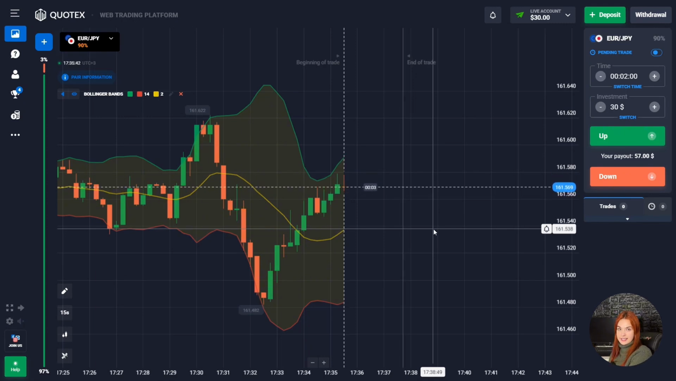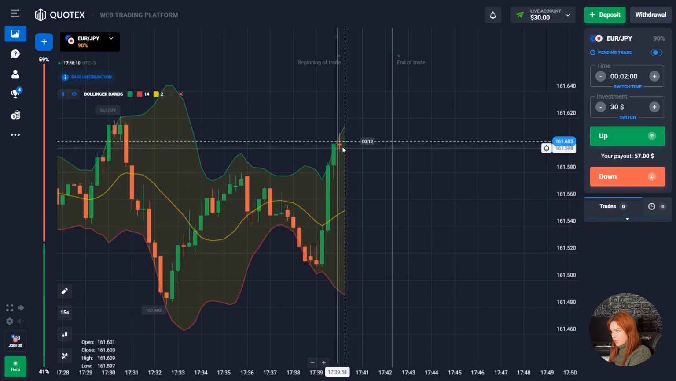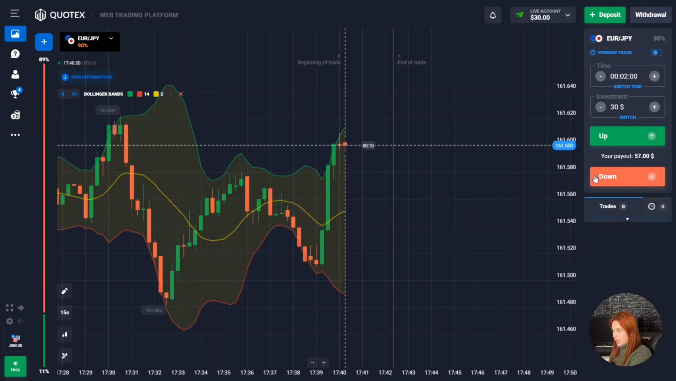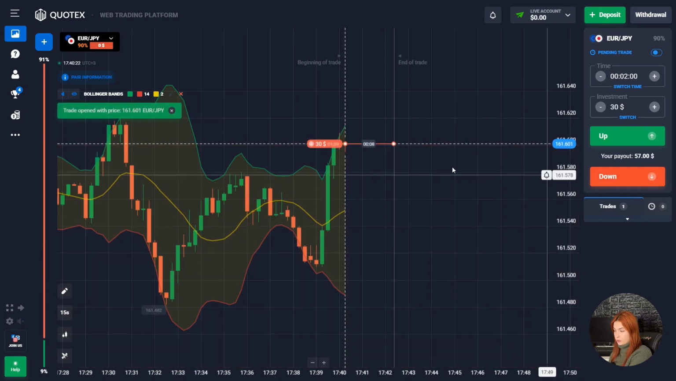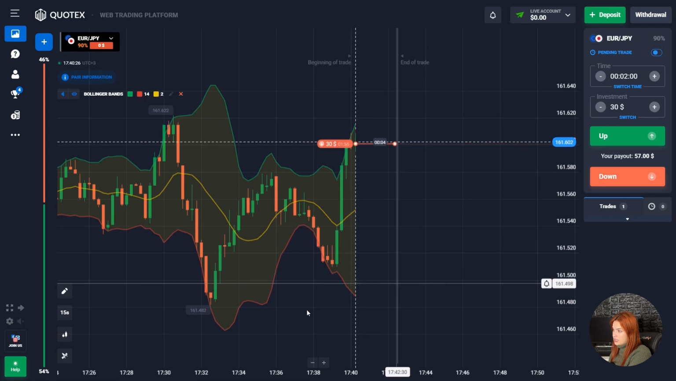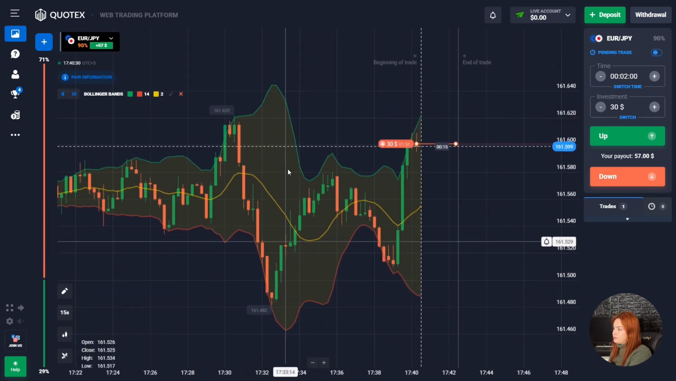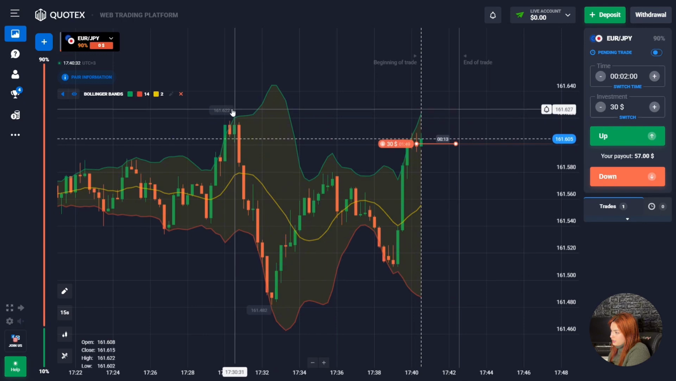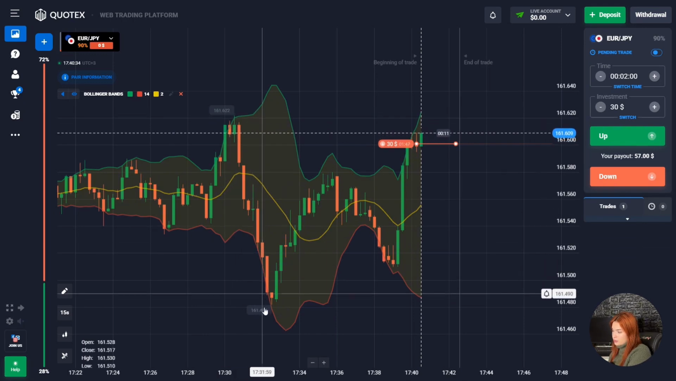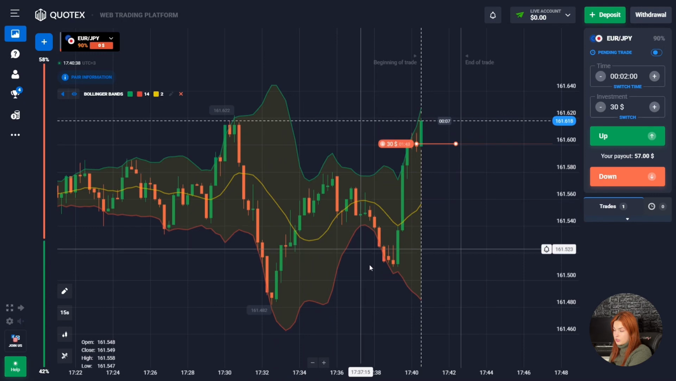And let's finally start and find the first entry point, guys. As you can see here, the price went up with an impulse and touched the upper limit of the indicator, so we will open a deal to go up. Because in general, we see that the price is moving quite impulsively here. And as a rule, the price bounced down from the upper limit of the indicator and then also shows good growth from the lower limit.